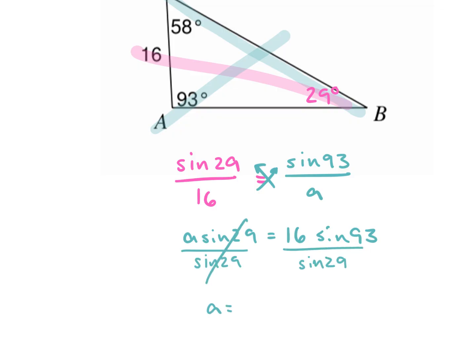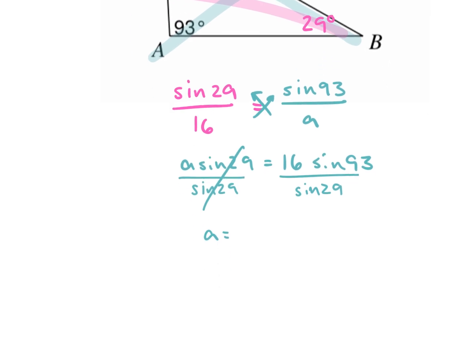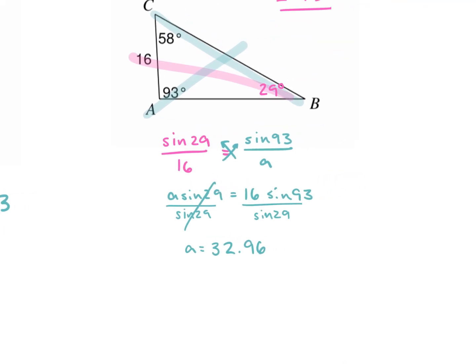So A is equal to, let's put this into our calculator. You have 16 times sine of 93. You can either close the parentheses or hit equals, and then divide that by sine of 29. So you get A is equal to 32 point, we'll round to 2 decimal places, so 96. So that would be our answer. This one's just asking us for the one side, so we don't have to solve it and find everything.